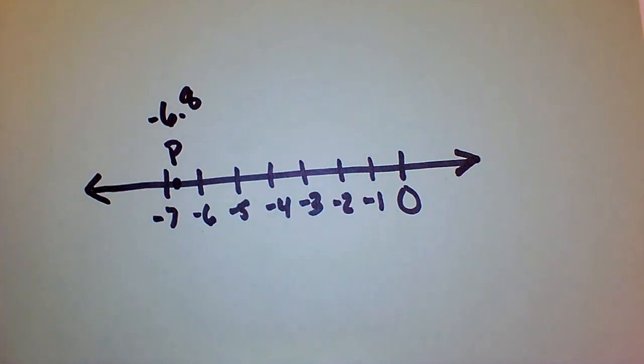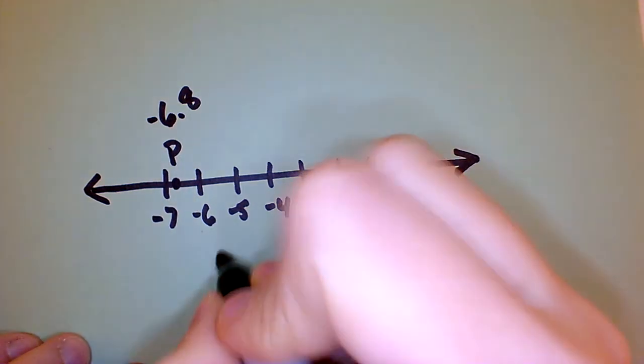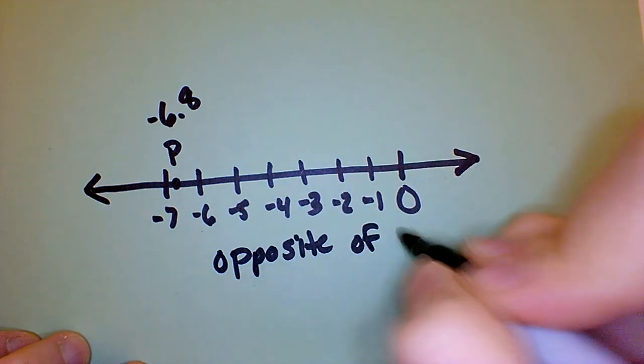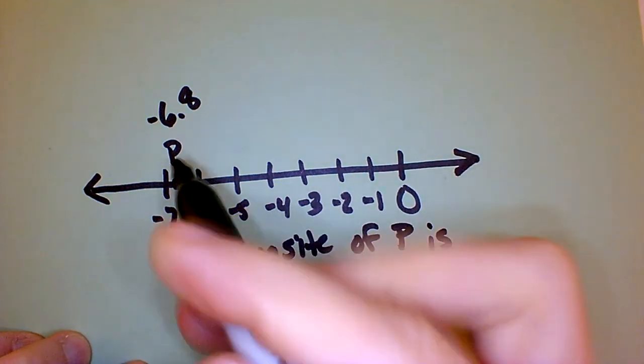Alright, then it says what is the opposite of P? If P is -6.8, the opposite of P is +6.8.